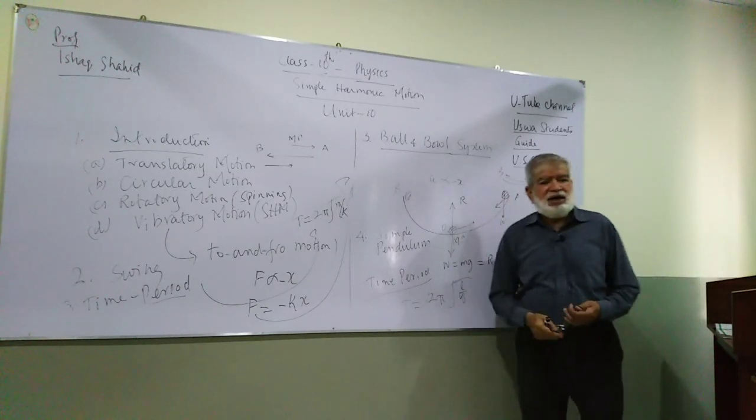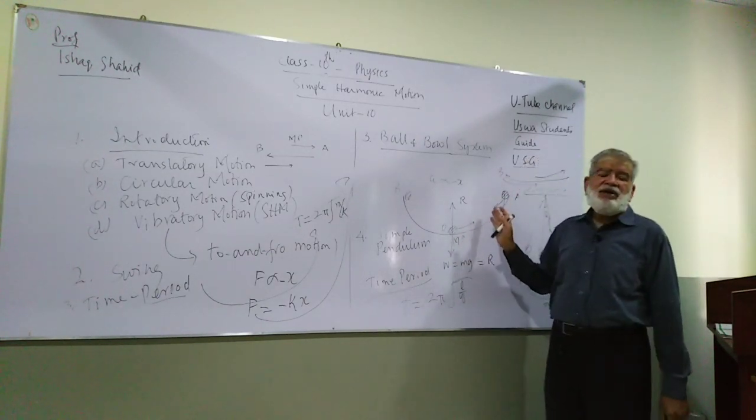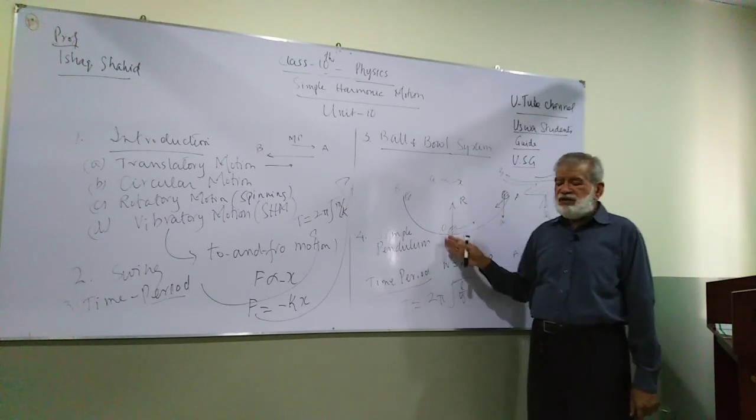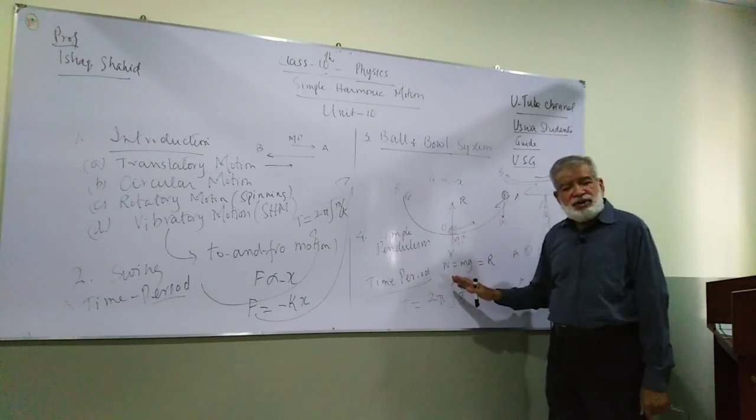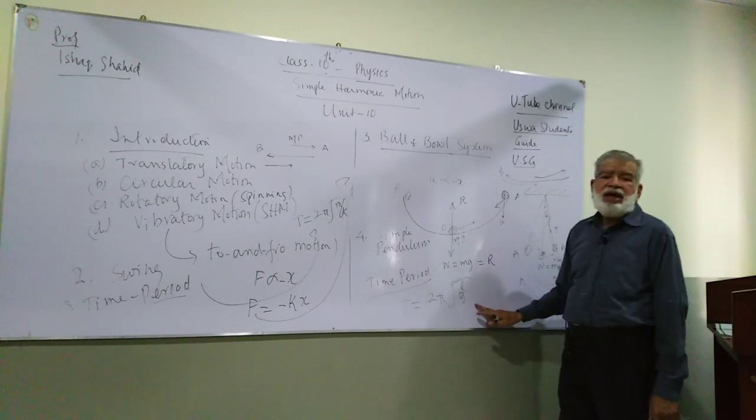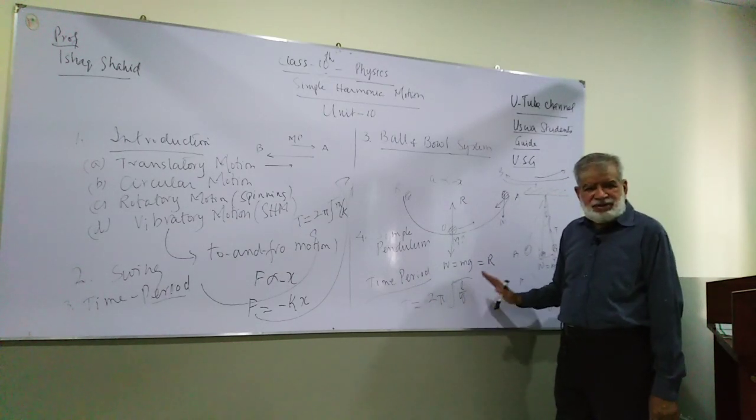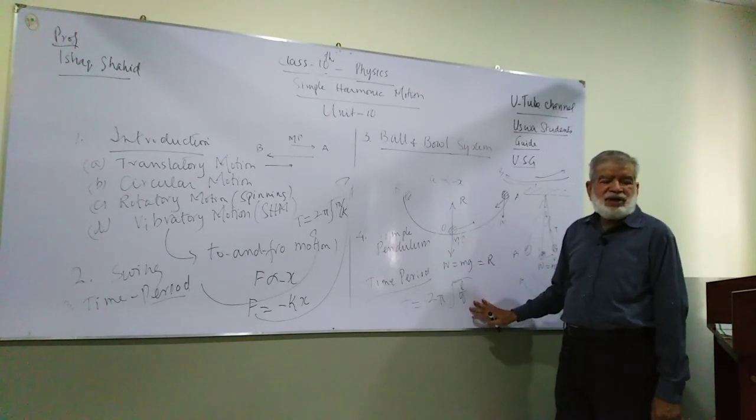These are the four features of it, and the time period of a simple harmonic motion in case of a simple pendulum is T equal to 2 pi under root L over g, where L is the length of the string and g is the acceleration due to gravity.